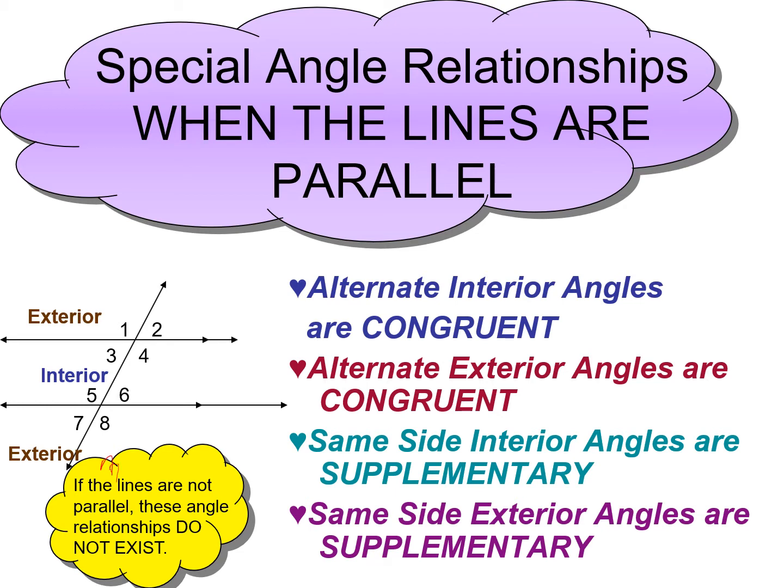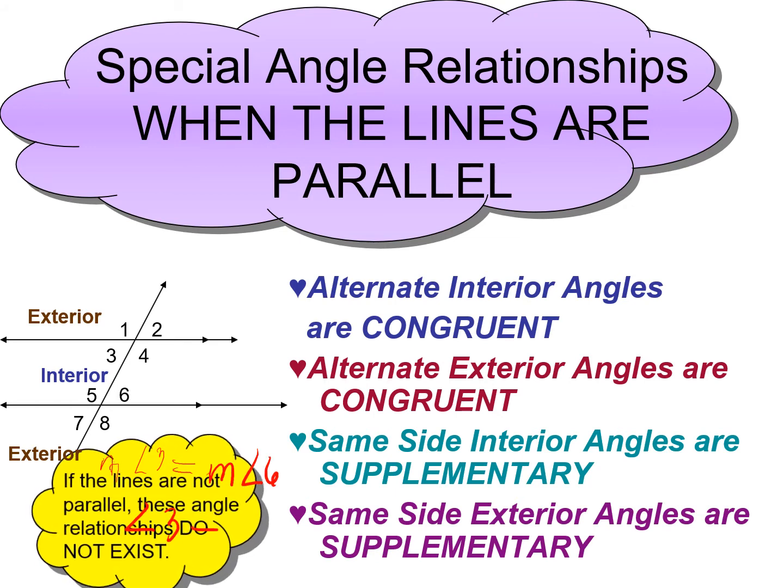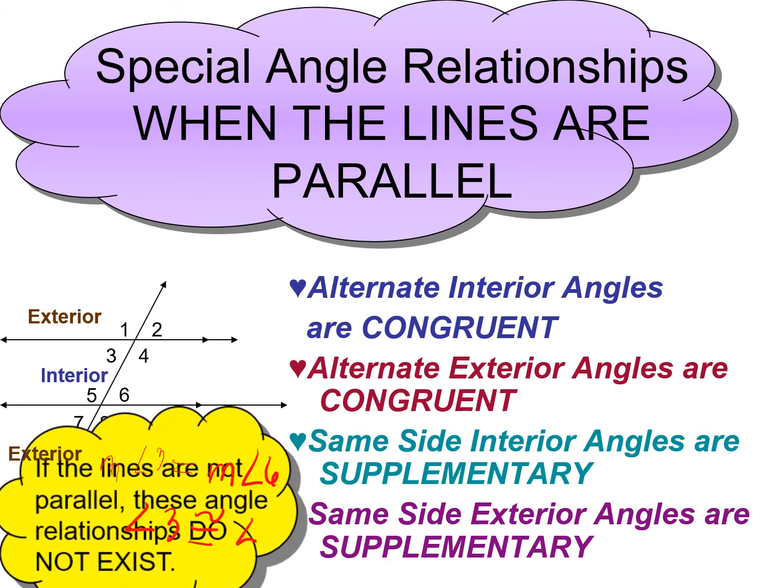The measure of angle 3 is equal to the measure of angle 6, so we could say that angle 3 is congruent to angle 6. Then the measure of angle 4 is equal to the measure of angle 5, so angle 4 is congruent to angle 5.